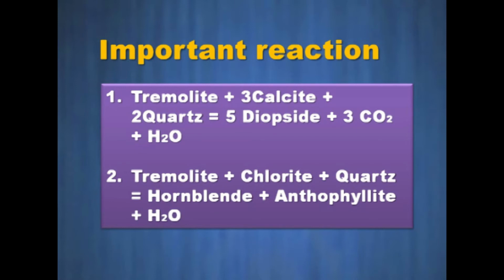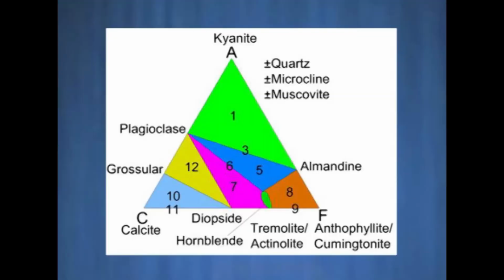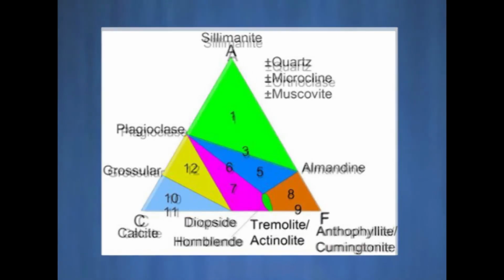Reaction 2: tremolite plus chlorite plus quartz give rise to hornblende plus anthophyllite plus water. There is no major change in the assemblage of mafic/basic rocks during metamorphism in other zones of the amphibolite facies, that is the kyanite-almandine zone, sillimanite-muscovite zone and sillimanite-orthoclase zone.